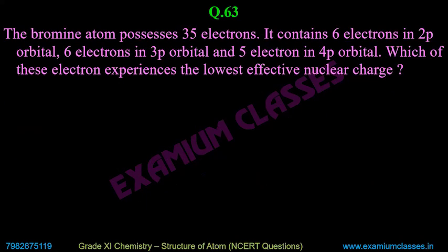Next question. The bromine atom possesses 35 electrons. It contains 6 electrons in 2p orbital, 6 electrons in 3p orbital, and 5 electrons in 4p orbital. Which of these electrons experiences the lowest effective nuclear charge? We discussed about it.